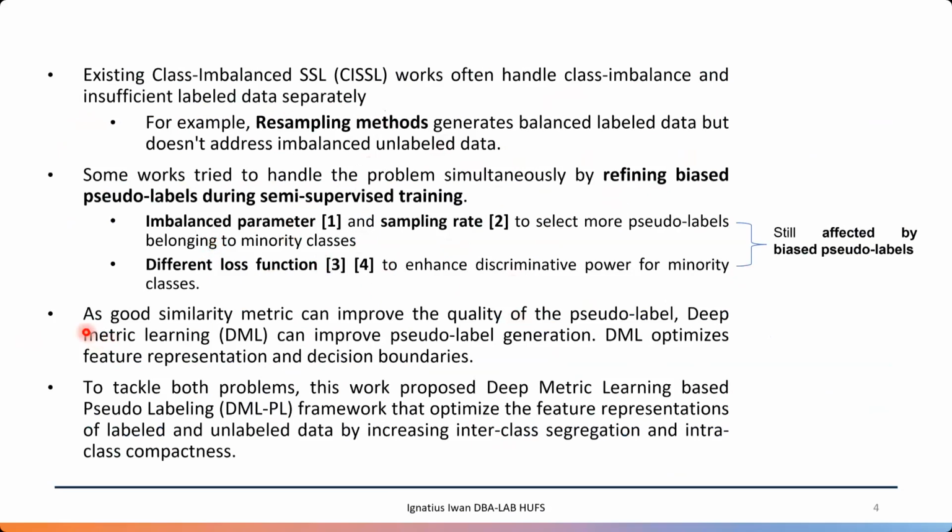Recently, there are many works on representation learning, or in this case deep metric learning, that try to improve pseudo-label generation by optimizing the feature representation and the decision boundary. To tackle both of those problems, this work proposes deep metric learning-based pseudo-labeling that can optimize the feature representation of the labeled and unlabeled data by increasing the interclass segregation and intraclass compactness.